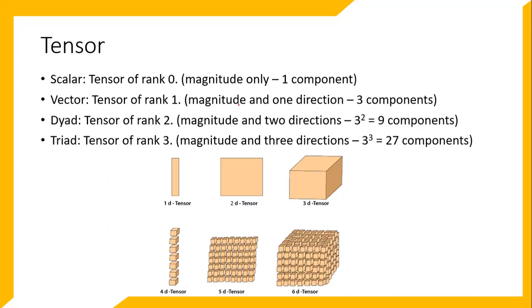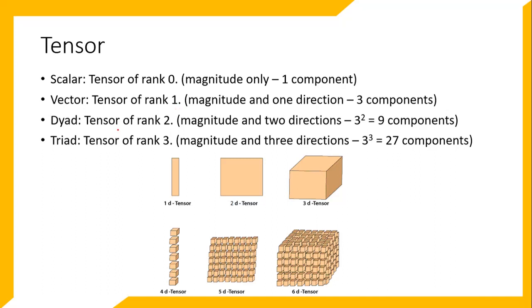All the information is embedded in just a number. In case of a vector, we need magnitude and direction. In case of a 3-dimensional space, there will be 3 different directions. Therefore, at least 2 pieces of information, that is one magnitude and one direction, have to be there to specify a vector. So a vector is a tensor of rank 1, and in 3-dimensional space, it has 3 components.